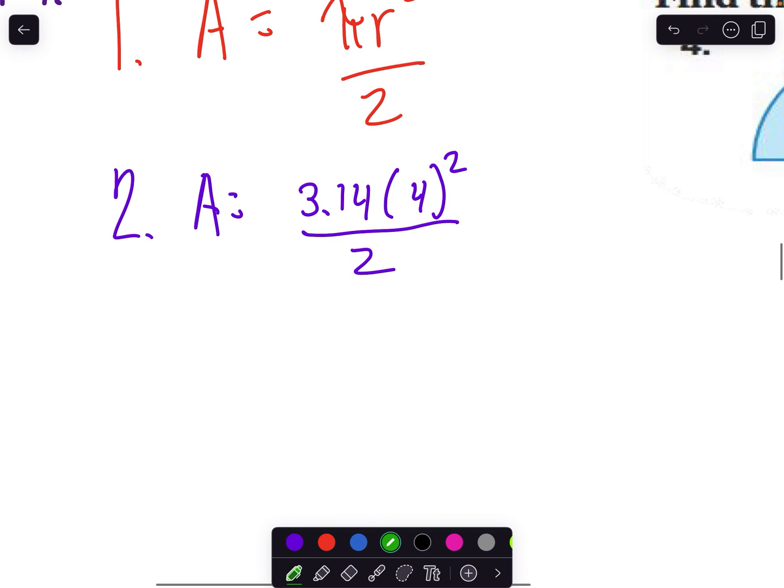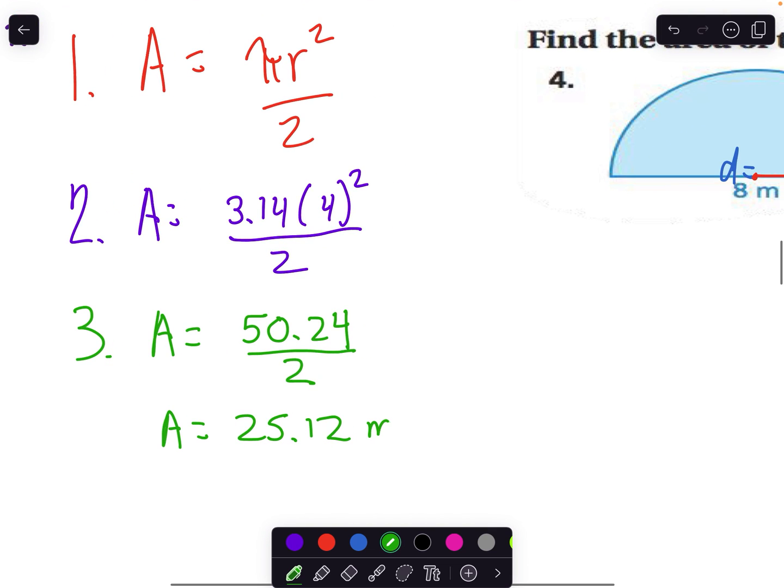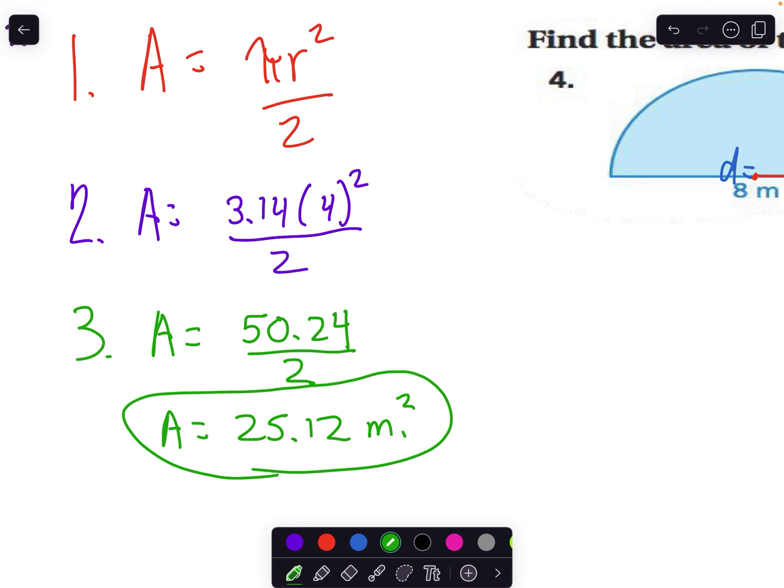All right, now step 3, we're going to work it out here. I like to just do the numerator first, figure out what that is, rewrite it, and then divide by 2. I think that way I make fewer mistakes. That way I don't type something in wrong. So in the calculator, I'm typing in 3.14 times 4 square key. I get 50.24 over 2, right? When I divide by 2, it gives me 25.12 square meters. So that would be my answer with the label square meters for area.